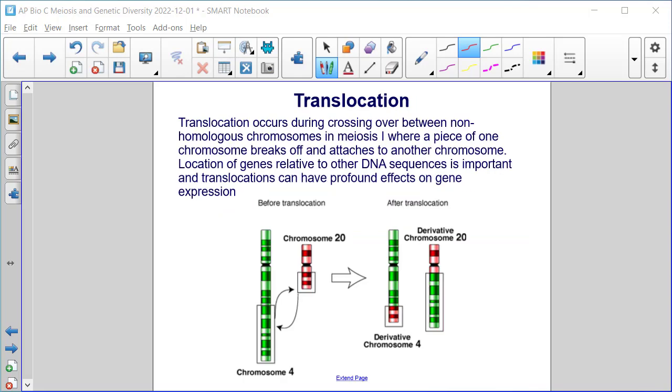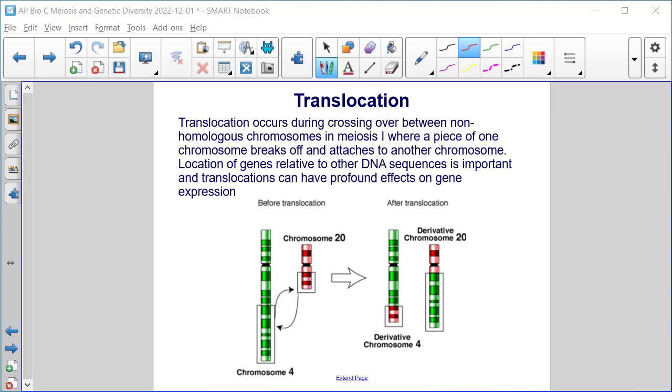Translocation. Translocation is an error that occurs when we get crossing over between non-homologous chromosomes. So crossing over between homologous chromosomes is normal and expected and produces genetic diversity. But if we have non-homologous chromosomes, for example here chromosome 4 and chromosome 20, where a piece of one chromosome breaks off and attaches to another non-homologous chromosome, we can get these derivatives. That's a mix of two chromosomes, 4 and 20, where we get this derivative of chromosome 4 and derivative of chromosome 20 as a result of the translocation shown here.